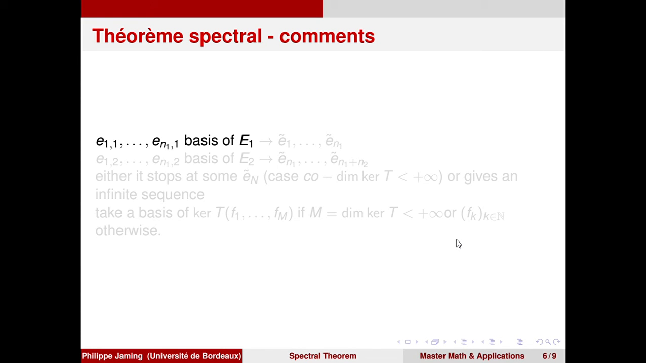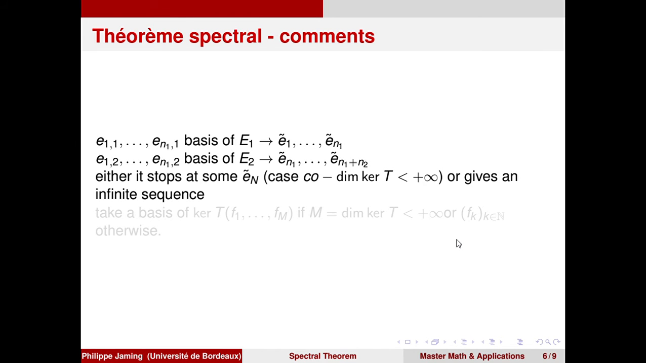We rewrite e_1^1 to e_{N_1}^1, the basis of E_1, as ẽ_1 to ẽ_{N_1}. Then e_1^2 to e_{N_2}^2, the basis of E_2, we start with ẽ_{N_1+1} to ẽ_{N_1+N_2}, and we go on like this. If the codimension of the kernel, meaning the dimension of the range in this case, is finite, this stops at some ẽ_N, otherwise this gives an infinite sequence. We also take a basis of the kernel of T, f_1 to f_m, if it has finite dimension, otherwise it's f_k indexed with N. Then what do we do?